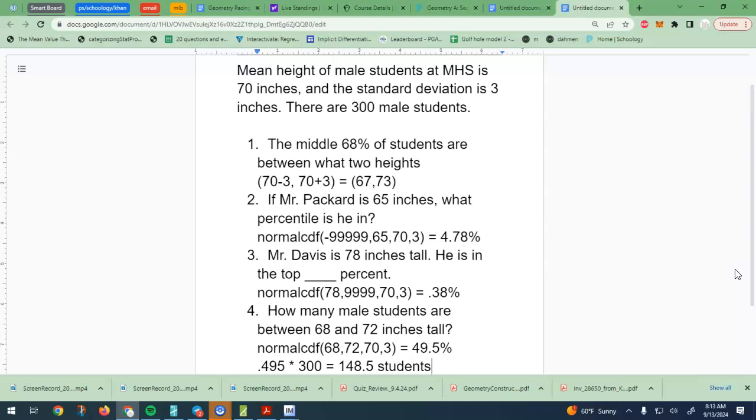And then how many are between 68 and 72. Just watching out for that. I'm typing in the low bound, the upper bound, the mean and standard deviation, and I get this percentile. It's very common that I see that as an answer on the test. If you're on the AP test, they're for sure going to put that as an option. But I'm saying how many, so that's why I told you there were 300 male students. So you take the percentile times 300, and I don't know what half a student is, but that's the number we get.